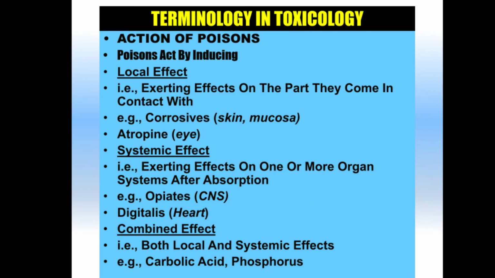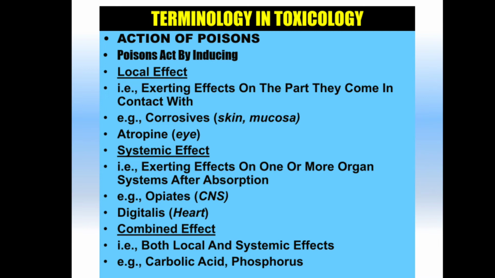Similar is the case with terminologies like these. For instance, action of poisons. What do you mean by action? Because poisons can act by so many means. And when you say what is action of a poison, you have to be very specific. Poisons can act, for instance, by inducing local effect, exerting effect that is mainly local, on the part they come in contact with.